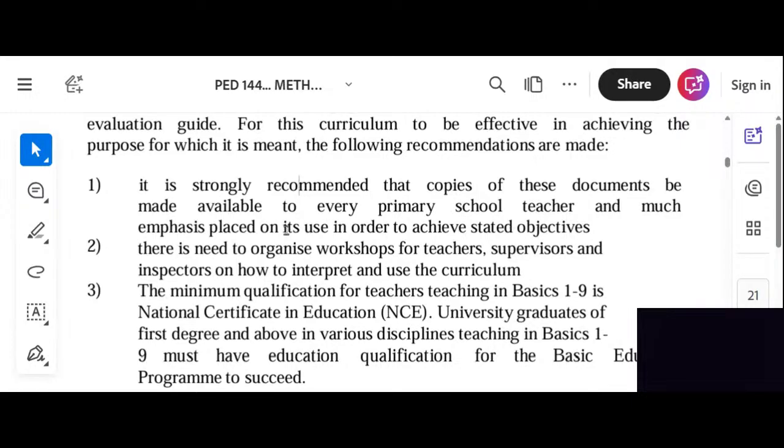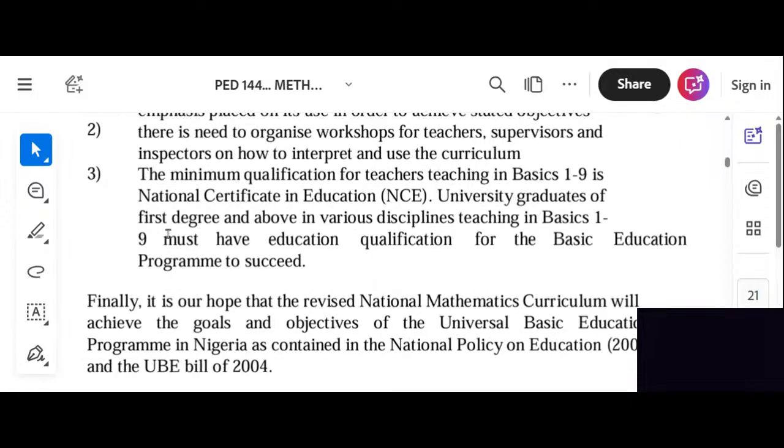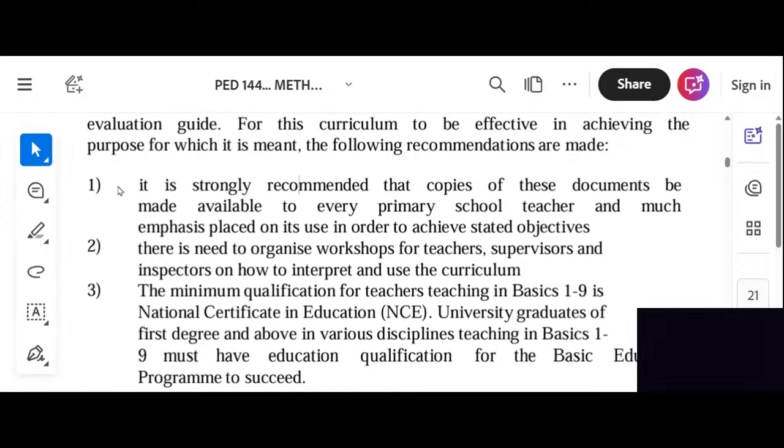Now, you need to put these recommendations in mind because you know the way NOUN set questions. We have 3 of them. So in exam or in TMA, they may list 4 of them. One will be odd one out, and you have to pick out the odd one out. Now, the first one is that every teacher is expected to have a copy of the curriculum so that they will be able to make use of it to achieve the objectives of the curriculum.